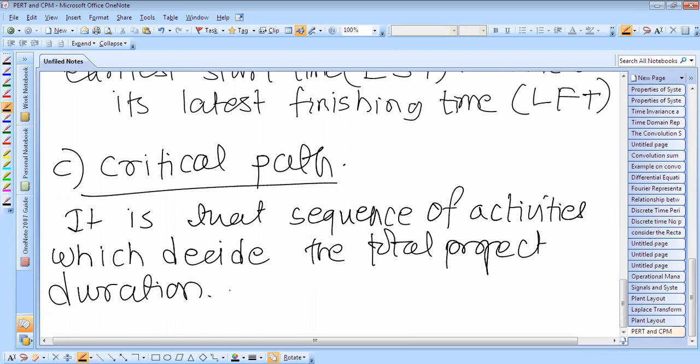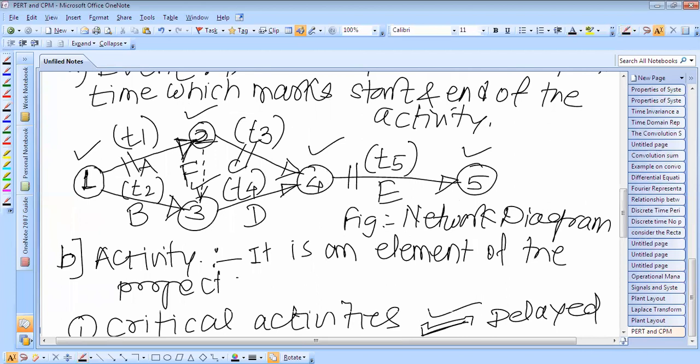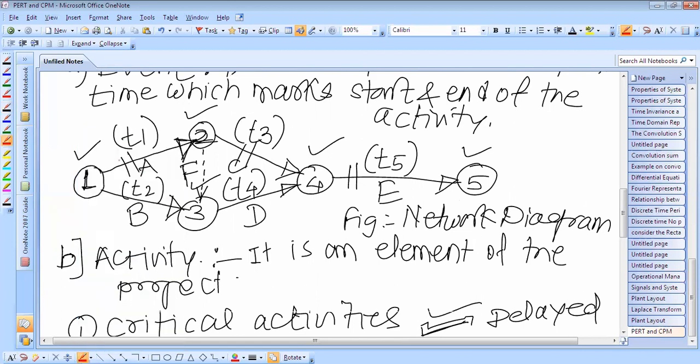Which decide the total project duration. Critical path is generally formed by the critical activities. So in the above case, this is the critical path because this path contains the critical activities. This A, C, E, these are the critical activities. That is the reason it is called the critical path.